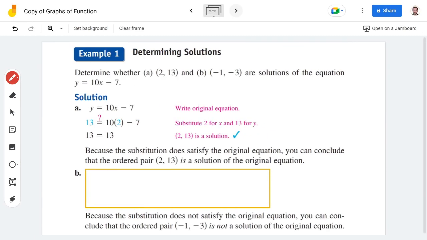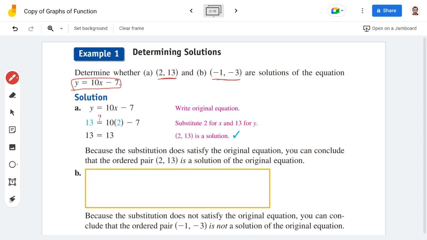Okay, so this is just a small introduction about what we need to learn. Now let's start with the first. As you can see here, example 1, determining solutions. First, we need to determine whether the points (2, 13) and (-1, -3) are solutions of the equation y = 10x - 7.